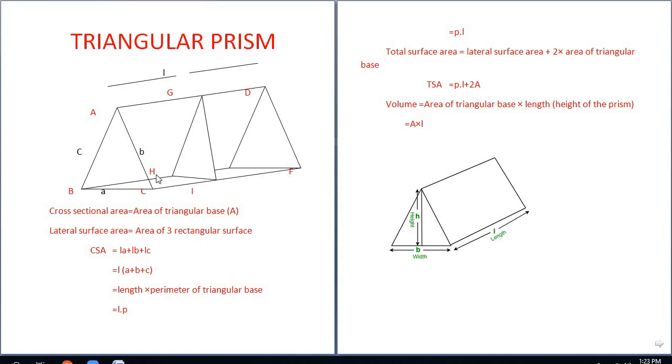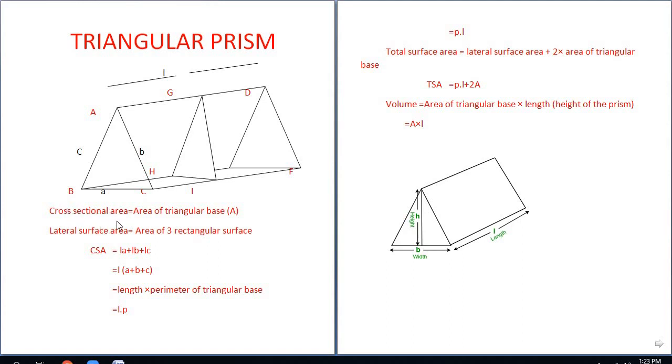From the triangular prism, we can calculate the cross-sectional area of the given figure, the lateral surface area of the figure, the total surface area of the figure, and the volume of the triangular prism. Let us now first go through the area of cross section, or the cross-sectional area.